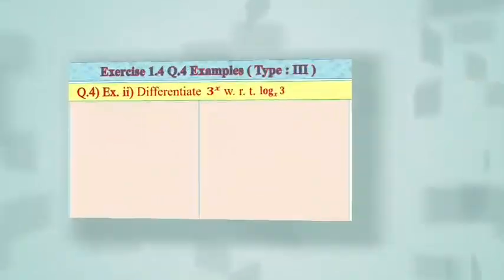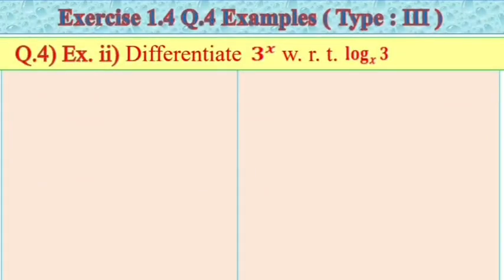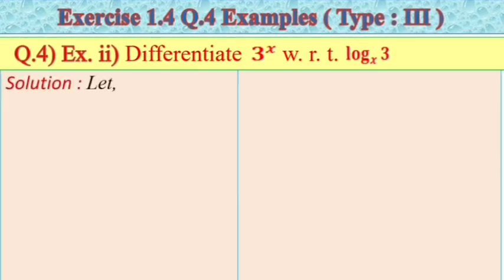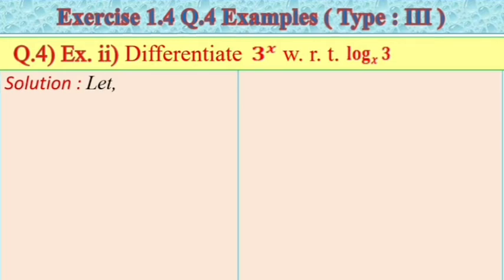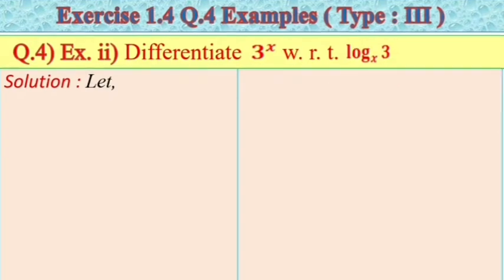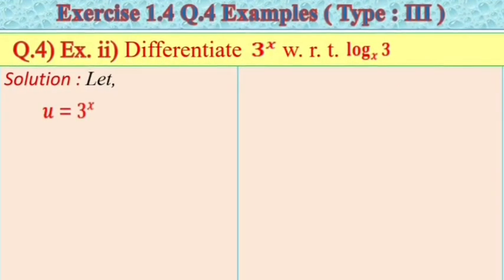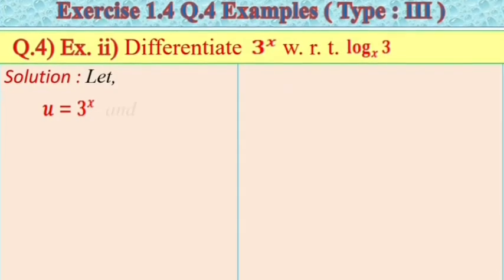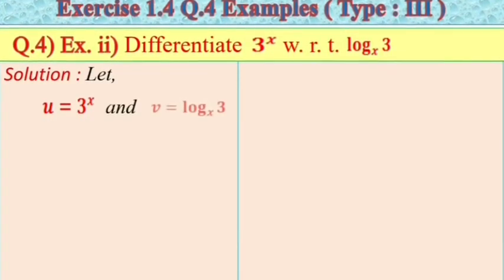Okay. Dear students, now we are taking our second example of exercise 1.4, question number 4 of type 3. The given example is: differentiate 3 raised to x with respect to the other function, log of 3 to the base x. Here our u is 3 raised to x and v is log of 3 to the base x. Therefore, substitute u equal to 3 raised to x and v equal to log of 3 to the base x.